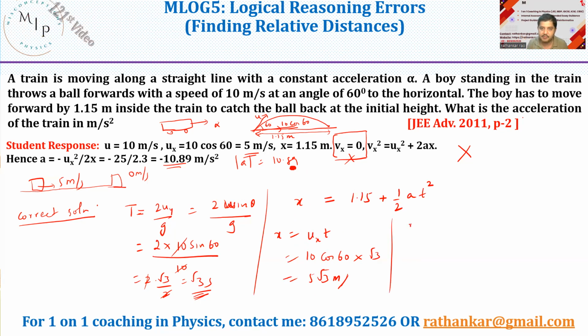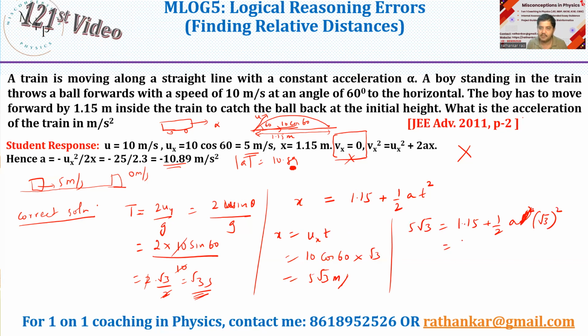Thus now let us substitute this. You get 5 root 3 equal to 1.15 plus half a t squared. And what is t squared? t we already calculated. What's the value of t? Root 3, right? So I'll substitute root 3 the whole squared. Thus, now this will be 1.15 plus half a multiplied by 3. Now I need to find out the value of 5 root 3, so that I will be able to solve the problem.